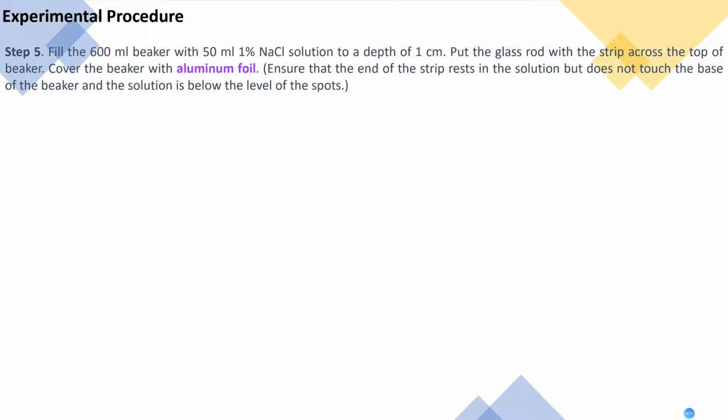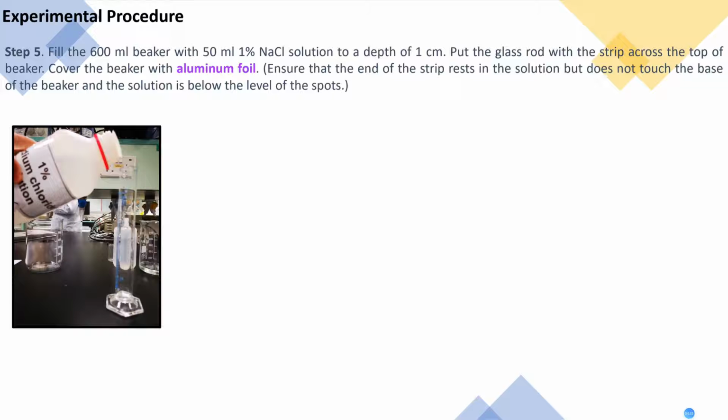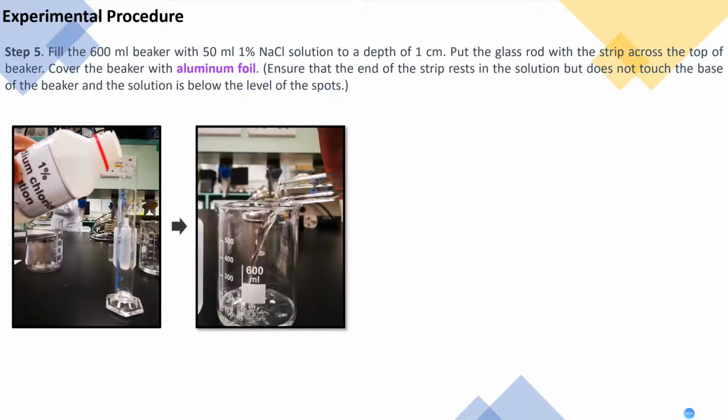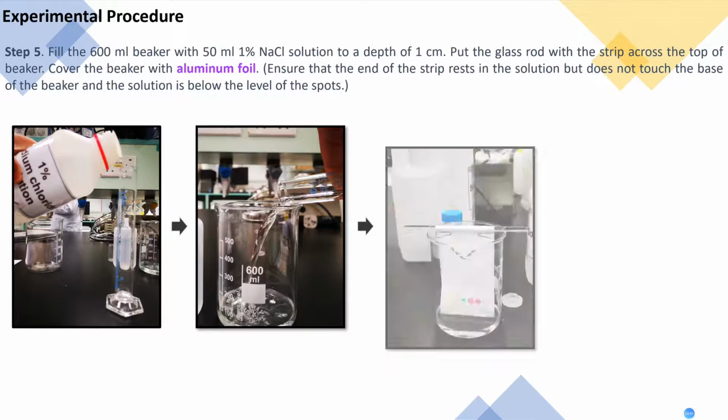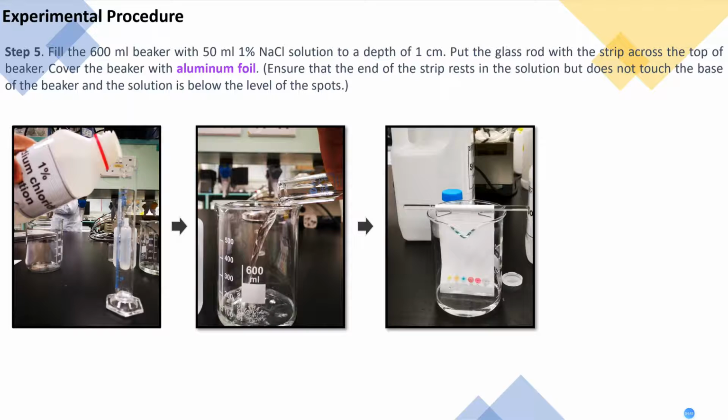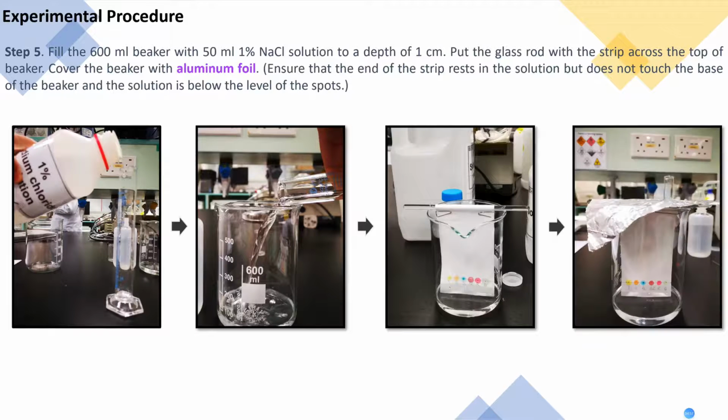And next step, fill the beaker with 50 ml 1% sodium chloride solution to a depth of about 1 centimeter. Put the glass rod with the strip across the top of the beaker. Ensure that the end of the strip rests in the solution but does not touch the base of the beaker, and the solution is below the level of the spots. Cover the beaker with aluminum foil.